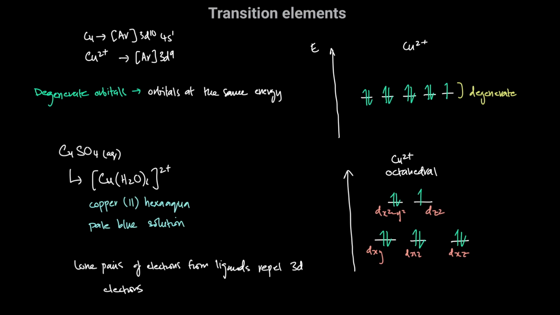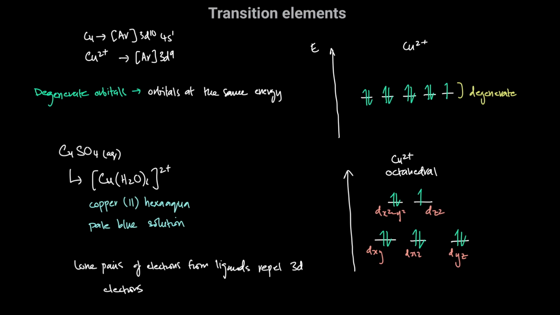Sorry, this should be the yz, not xz. So we have dxy, dxz, and dyz. Those are my three different d orbitals between the axes. Again, those are at a relatively lower energy, and the orbitals along the axes are repelled to a higher energy because the ligands bond along the axis in an octahedral complex.